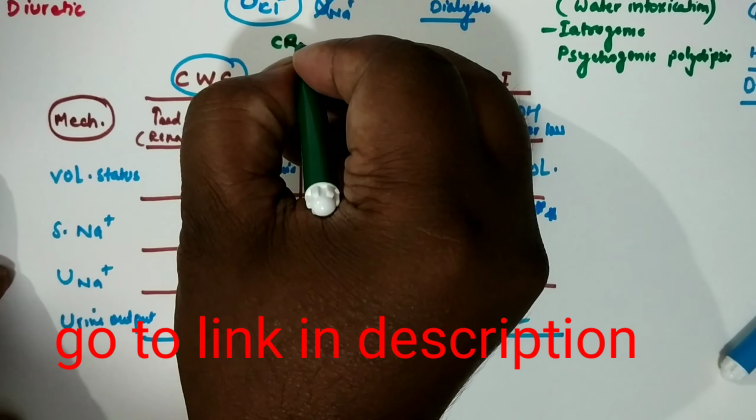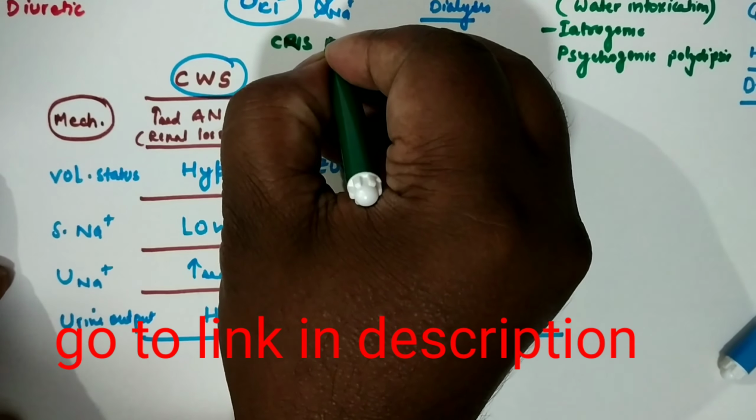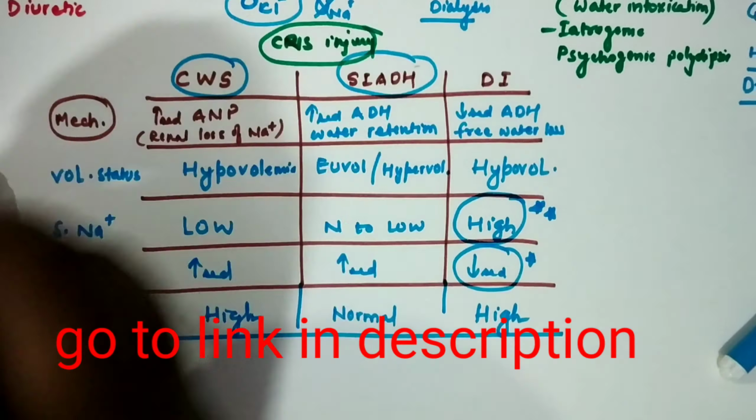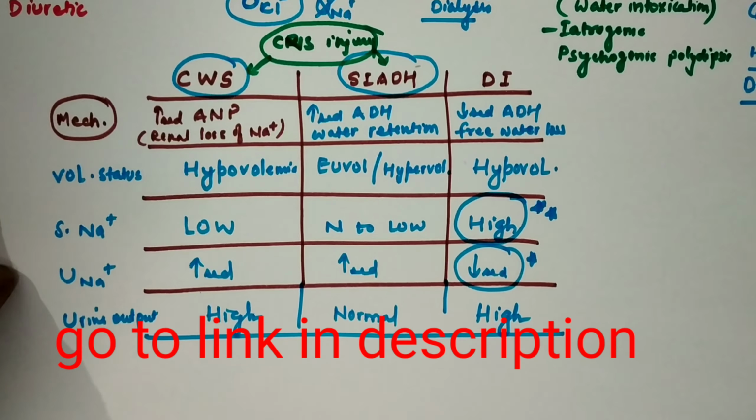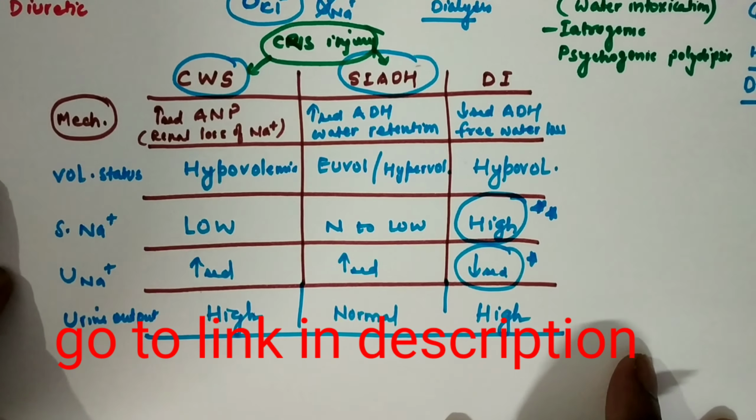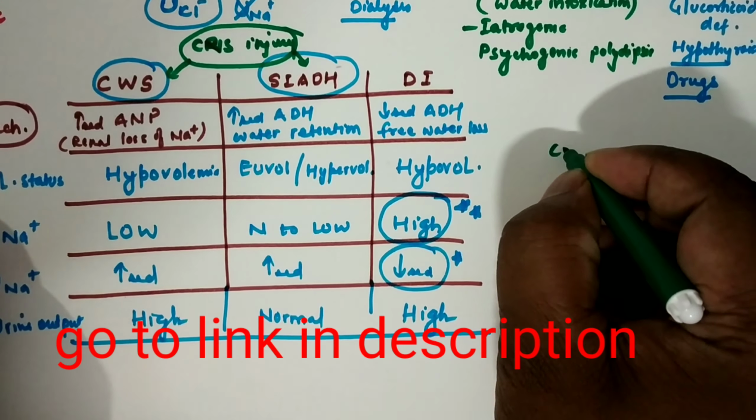Now, before completing this lecture, as we know, CWS means cerebral salt wasting, and SIADH, both occur in CNS injury. So we must differentiate between these two conditions.